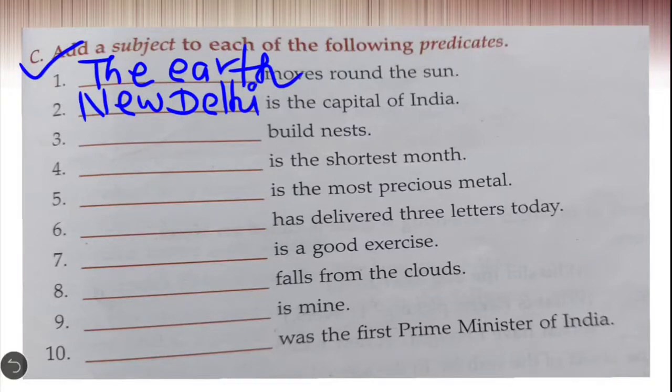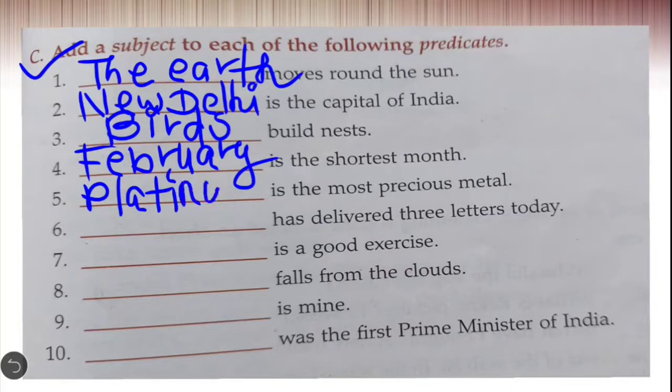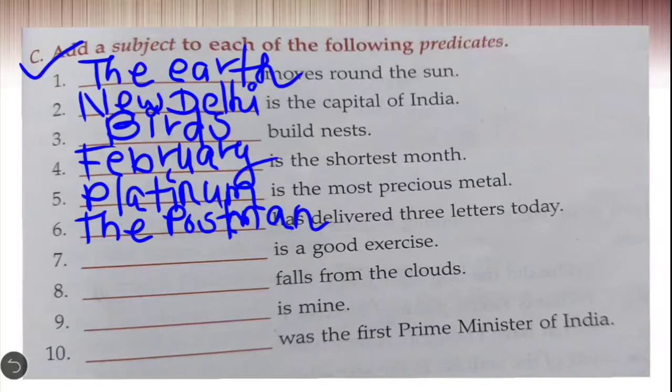Dash build nests. Who builds nests? Birds. Dash is the shortest month. Which month is the shortest? Yes, February. Dash is the most precious metal. Which is the precious metal? Gold, silver, what? Platinum. You know, we are saying white gold. It's known as platinum. Dash has delivered 3 letters today. Who delivered the letters? The postman, yes. The postman has delivered 3 letters today.